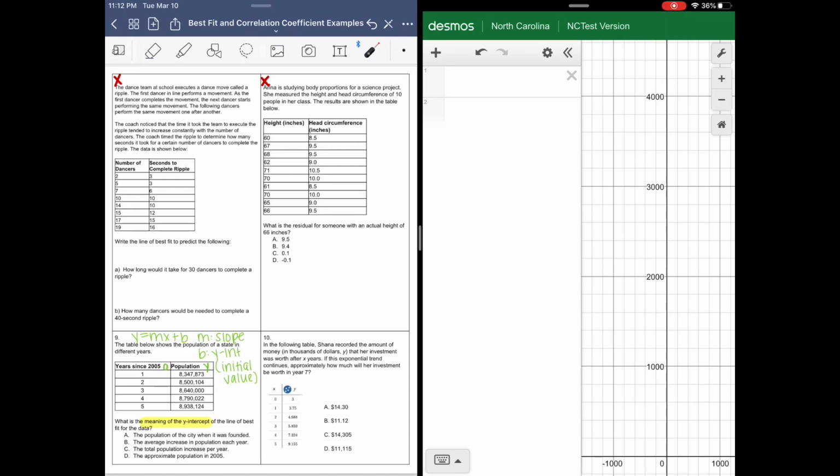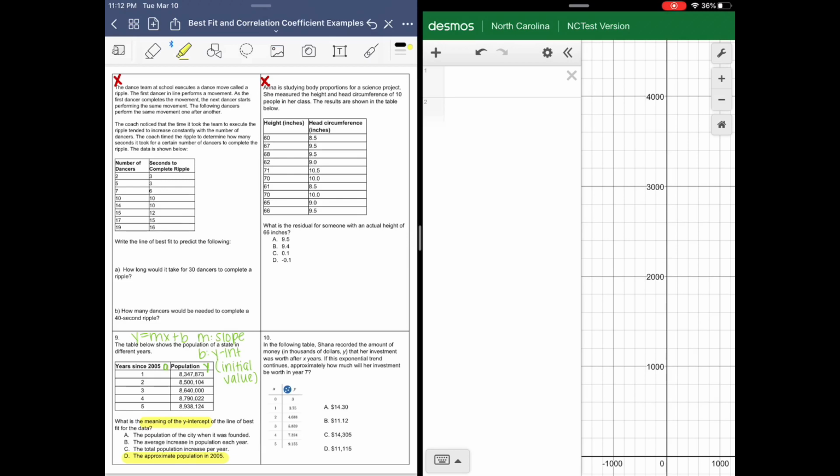So the initial value would be the population in 2005, and then 1 year later, the population is given. 2 years later, the population is given. But at year 0, that's your initial value, and at year 0, that would be 2005. So this really was nothing more than just understanding what is an initial value, especially when you're interpreting years since a certain date.